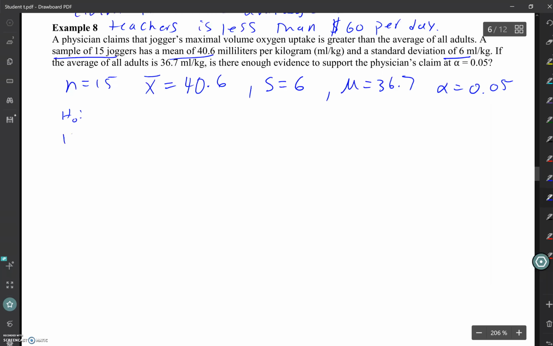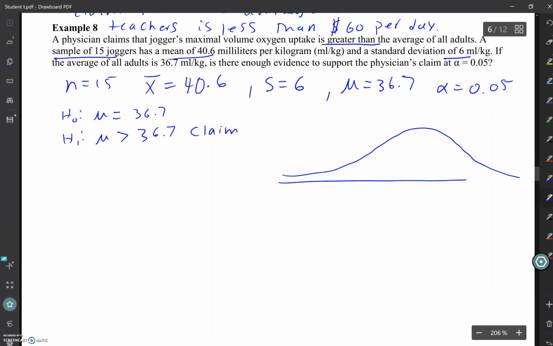All right, what's the null hypothesis? Mu equals the 36.7. Now, the physician is claiming that the oxygen uptake is greater. So what's the alternative? Mu is greater than 36.7. And which one has the claim in it? Alternative. This turns out to be a right-tailed test because we're looking at the greater than side. And let's find out what our test statistic T is and our p-value by running a t-test.